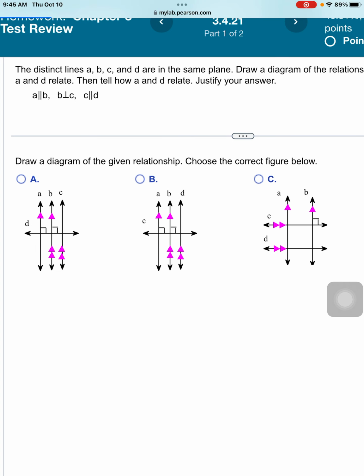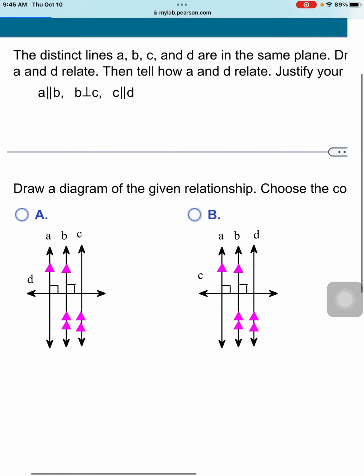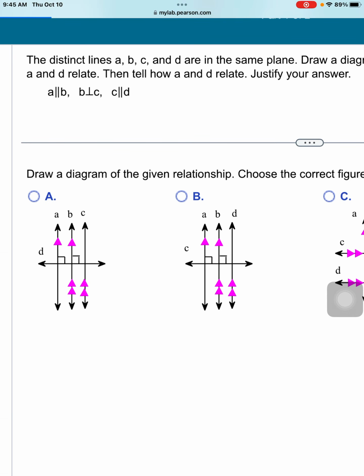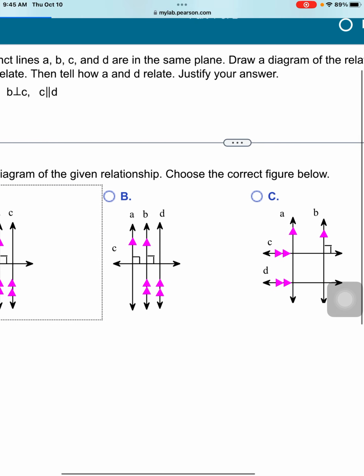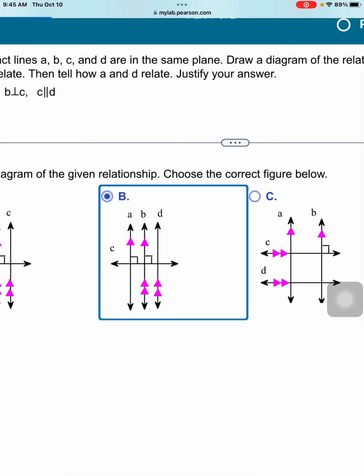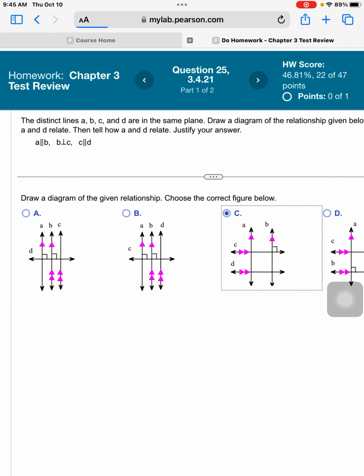I'm done with D. I want to look at parallels first because parallels are a little bit easier. So C and D are parallel. So I'm skipping the B is perpendicular, guys. Remember this upside down T means perpendicular. So let's just look at C and D. Okay, in choice A, C and D are not parallel. They're perpendicular. So I'm ignoring that. Okay, this one also C and D are perpendicular. So my only answer choice left is C.